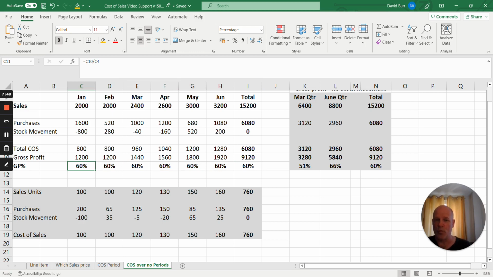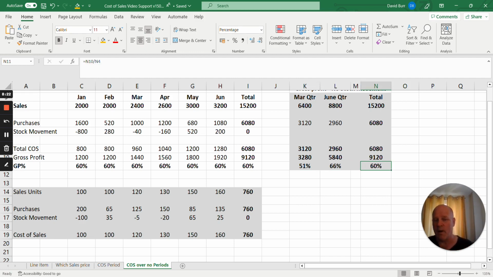Now, just to prove what would happen if you ignored stock movement and just took your sales less your purchases, which lots of people try to do, I've done a quarterly one here. March quarter sales, the March quarter purchases, I've got nothing in for stock movement, and therefore total cost of sales is just the purchases, right? Then the gross profit is the sales minus the purchases, and you can see for this quarter, March quarter, it comes out at 51%, and for the June quarter it's 66%.